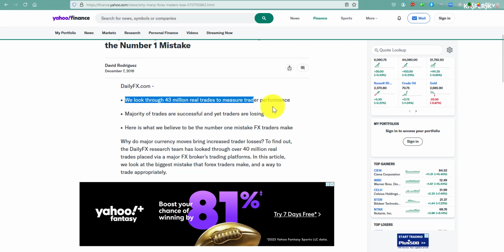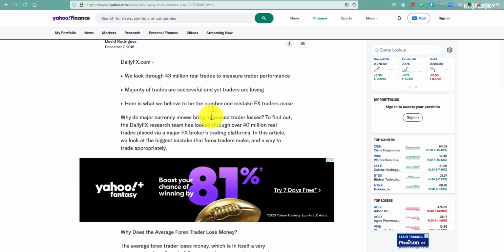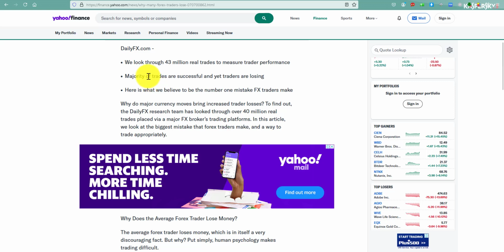And they looked at 43 million. Actually, one of my students worked for DailyFX too. He's a very good trader from Canada, and he's the one that came up with the modified big shadow strategy. So DailyFX took 43 million Forex trades and were looking at something interesting.